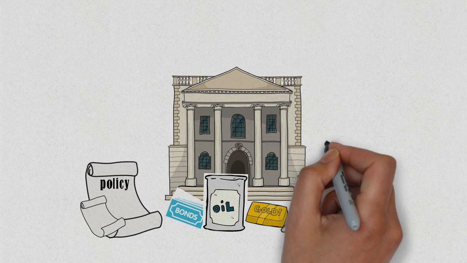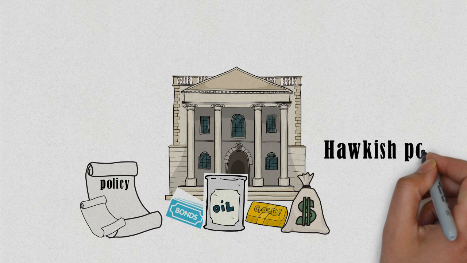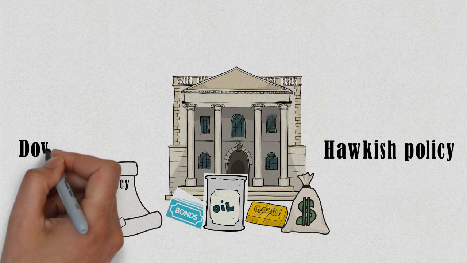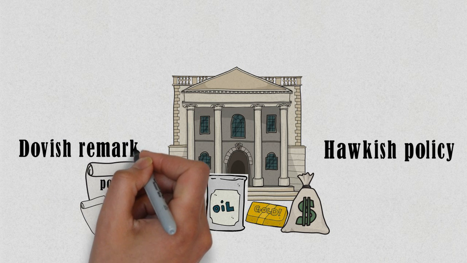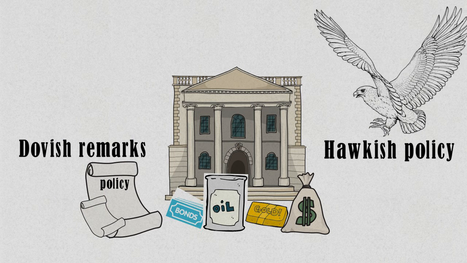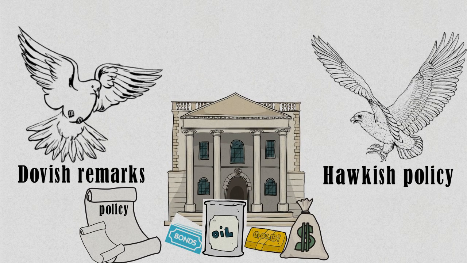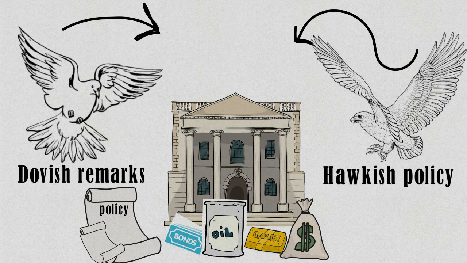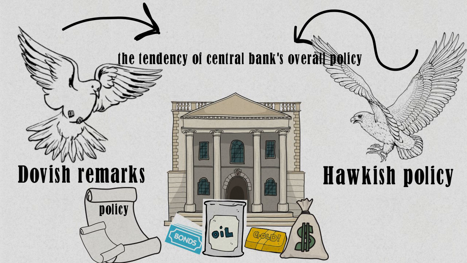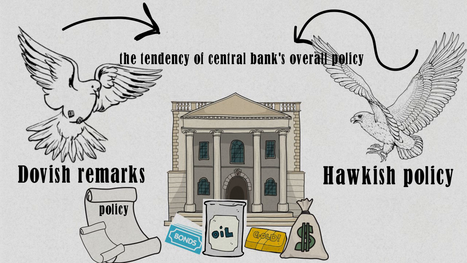Every day, we hear phrases such as hawkish policy, or dovish remarks, from the central bank or the government, and many other such terms. For many of us, these are mysterious concepts. In fact, hawkish and dovish are terms used to describe the tendency of the government or central bank's overall policy. So let's start by asking, what is a hawk?